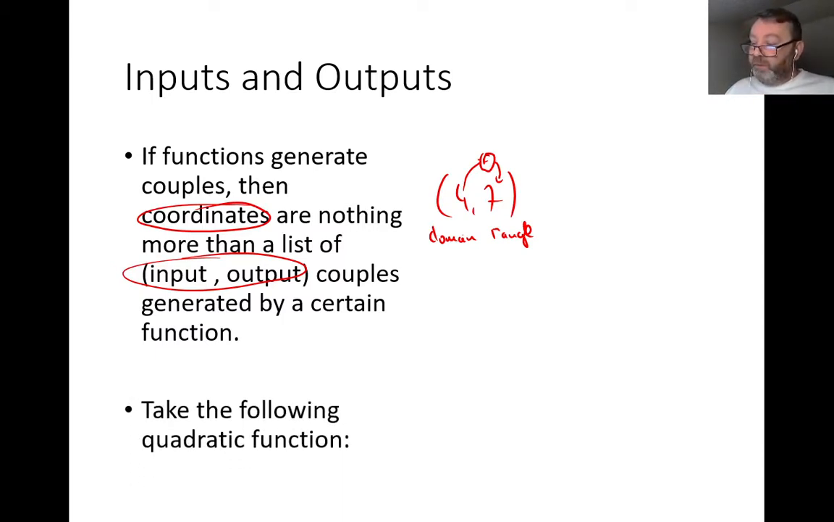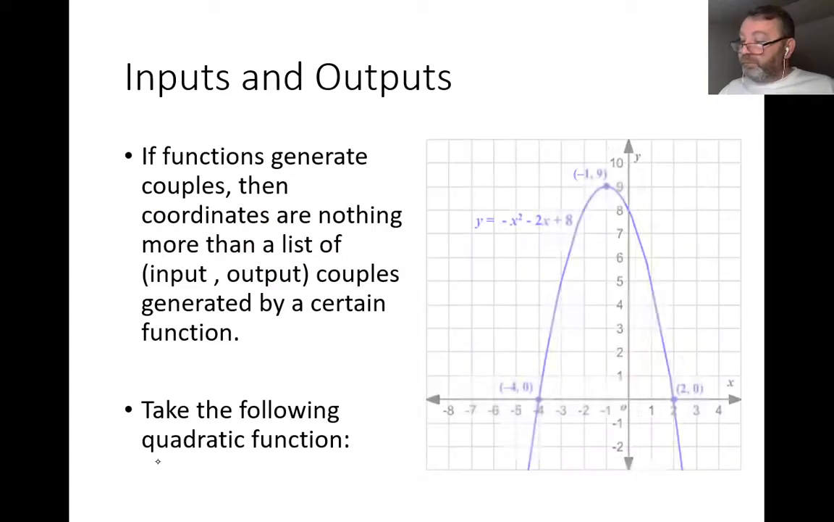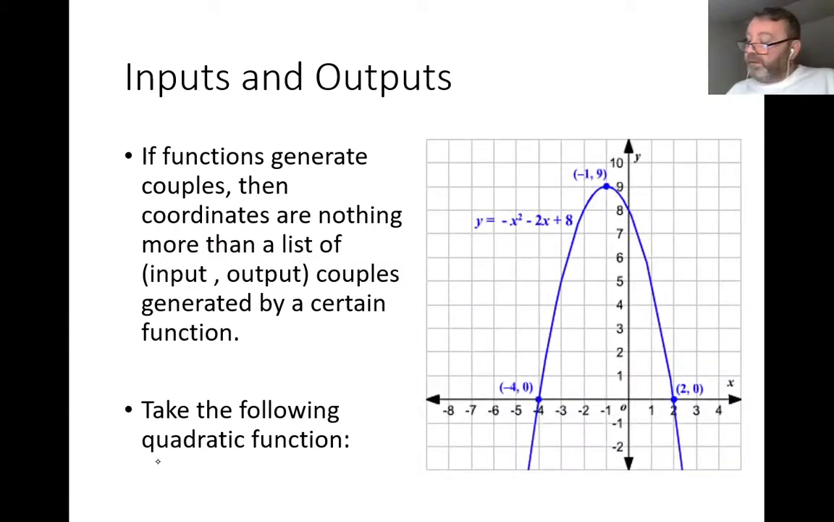So take the following quadratic function. Now I'm going to clear this screen away, like that. And let's take the next one. Take this one here, all right? On this quadratic function, we've got 3 points. We've got the points (-4, 0), (2, 0), and (-1, 9). Now, what are they? Yes, they're couples. Yes, they're coordinates. Yes, I can plot them. But how are both values related to one another? And the answer is through some function.